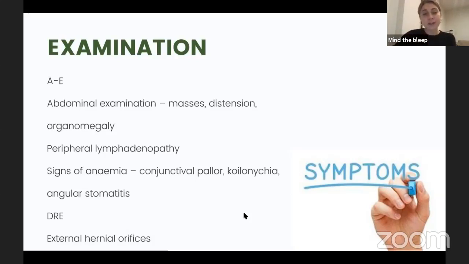So for the upper GI cancers in particular, we'd like to feel in the supraclavicular fossa. In particular, lymph nodes that are enlarged in the left supraclavicular fossa could be in keeping with a metastatic gastric cancer, which I will go back to later. When we examine the patient, we also look for signs of anemia, such as conjunctival pallor and koilonychia, or angular stomatitis. To complete the abdominal examination, we should do a digital rectal exam and check external hernia orifices.